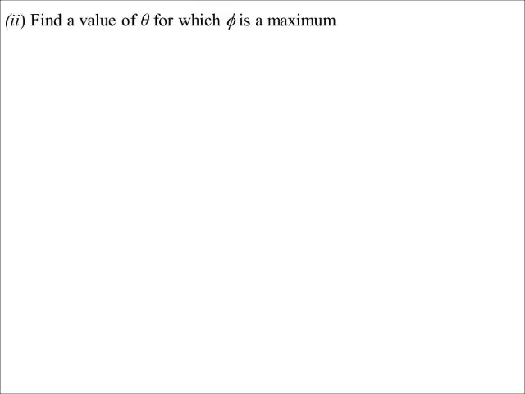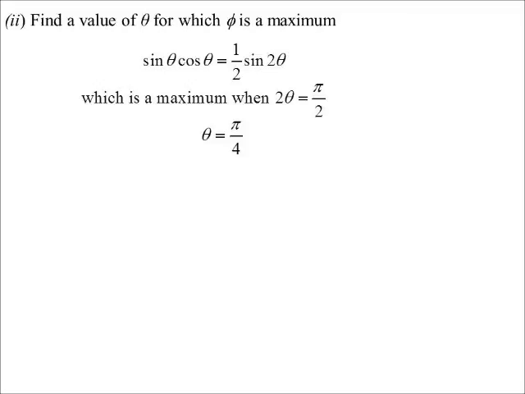Find the value for theta when phi is a maximum. Okay. Sin theta cos theta is half of sin 2 theta. Nothing too special there. But what I do know is sin theta cos theta, therefore, is a maximum when sin 2 theta is a maximum. And the maximum for a sine curve will occur, well, the first time it'll occur will be at pi on 2. So 2 theta is pi on 2, so theta is pi on 4.